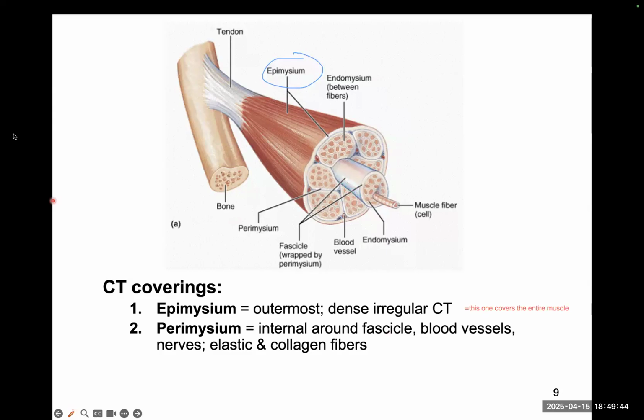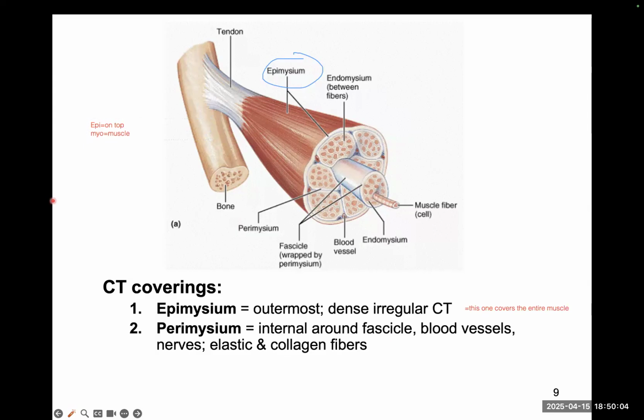Another thing I want to remind you, if you remember from the previous lecture, epi means on top, and myo means muscle. So epimysium is around the entire muscle. I wanted to remind you of that.